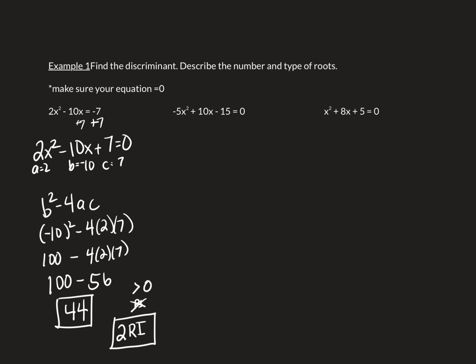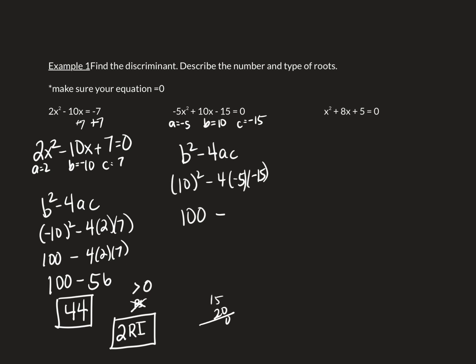Okay, for the next one, the second one for example 1. I'm going to make sure it equals 0, and it does. A is negative 5. I like A to be positive, but that's okay. B is 10, and C is negative 15. I am going to do b squared minus 4ac. So 10 squared minus 4 times negative 5 times negative 15. 100, a negative times a negative times a negative is a negative 20 times 15.